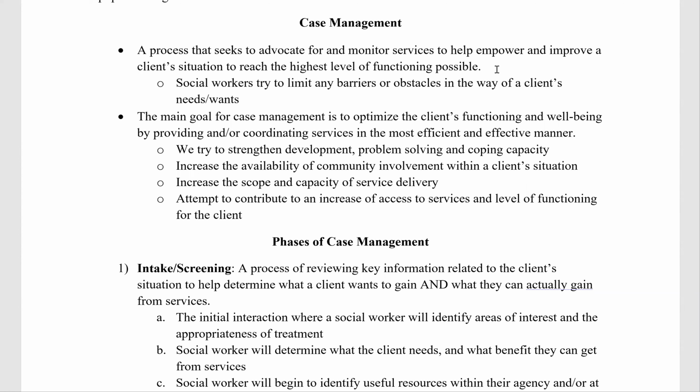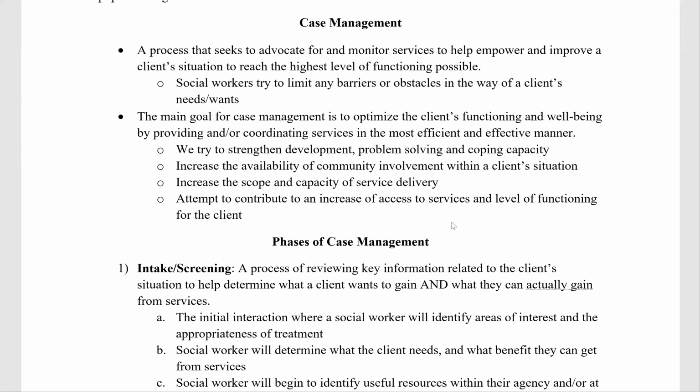So we went from community and what that looked like. Let's examine what it would look like on an individual scale. So this is where social workers try to limit any barriers or obstacles in the ways of a client's needs and or wants. So the main goal for case management is to optimize the client's functioning and well-being by providing and or coordinating services in the most efficient and effective manner.